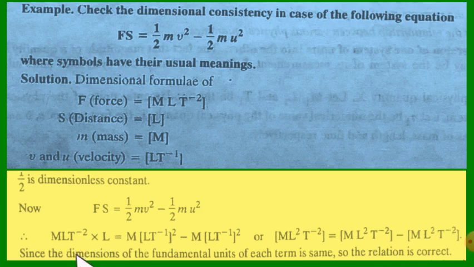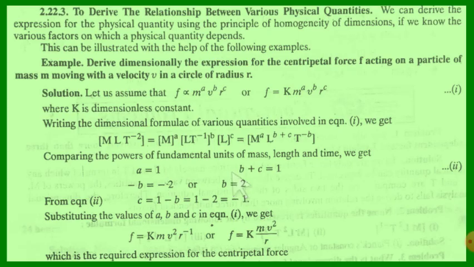That means the dimensions of the fundamental units in each term are the same: M 1 1 1, L 2 2 2, T minus 2 minus 2 minus 2. So this given relation is dimensionally correct. Then, to derive the relationship between various physical quantities, we can use dimensional analysis, and this is the third and last application of dimensional analysis.